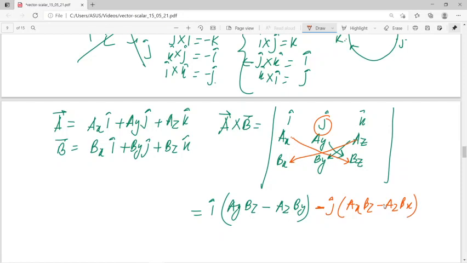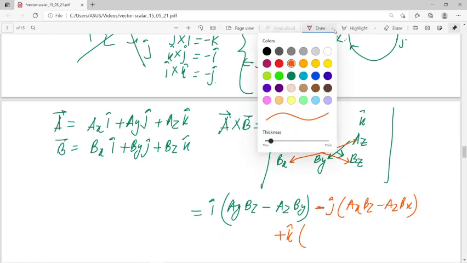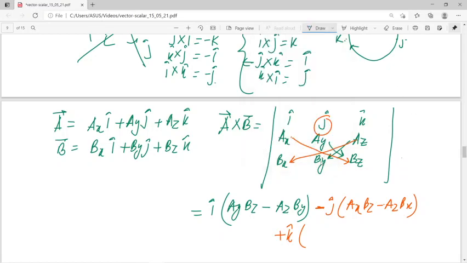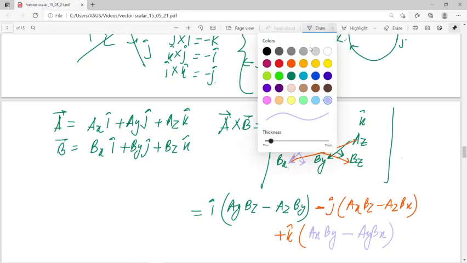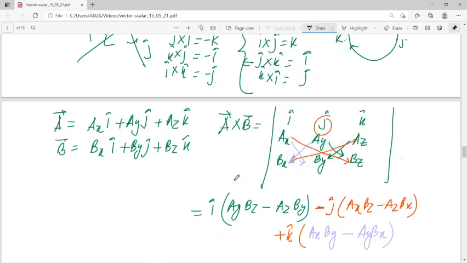And if we take k cap, then you forget about the k cap, and AX would be multiplied with BY and AY would be multiplied with BX. That means you can write AX BY minus AY BX. So you can do it by using this.